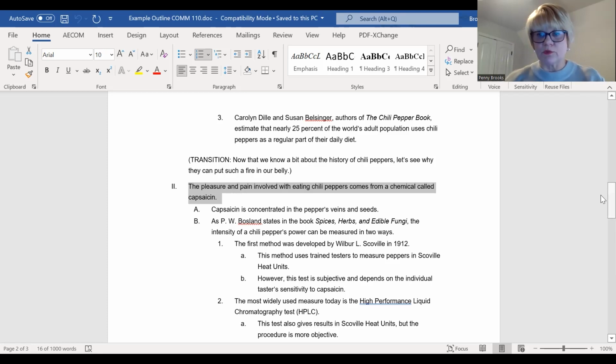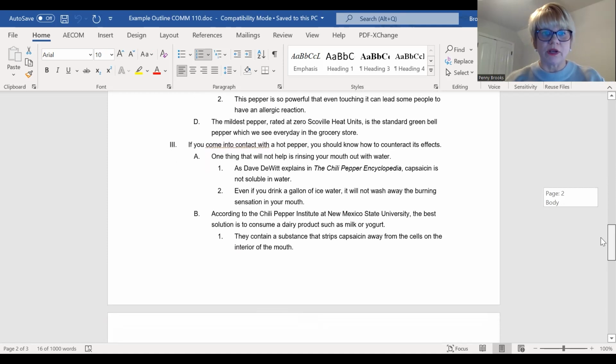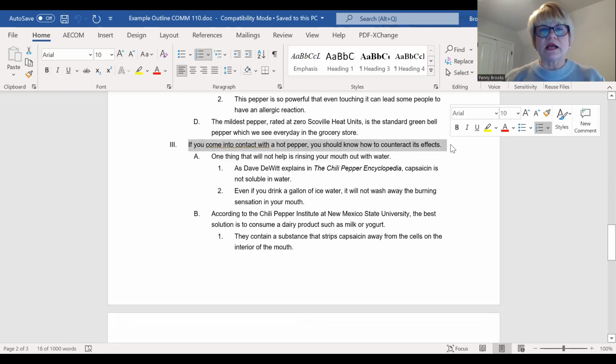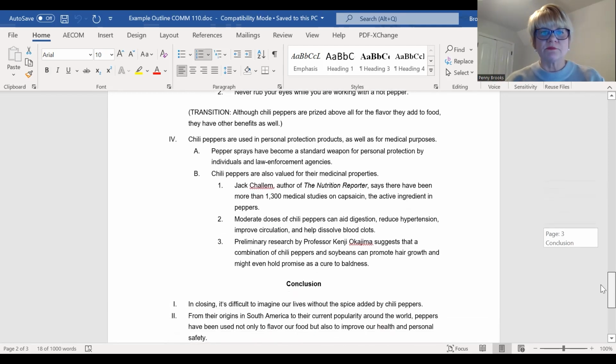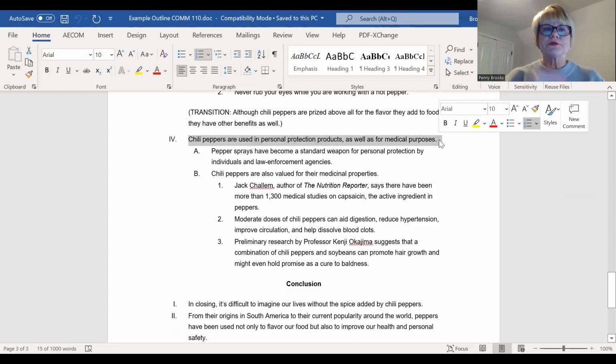Okay, the next thing he wants to talk about in his speech is main point 3. And it's basically all the things you should do if you come into contact with a hot pepper, how to counteract the effects. So first main point, history, chili peppers. Second one, why are they so spicy and how are they hot? 3, what should you do if you come in contact with a hot pepper? And then I think he has a 4. Yep, he certainly does. Remember the alternate uses for chili peppers he mentioned? Yep. Chili peppers are used in personal protection products as well as for medicinal purposes.